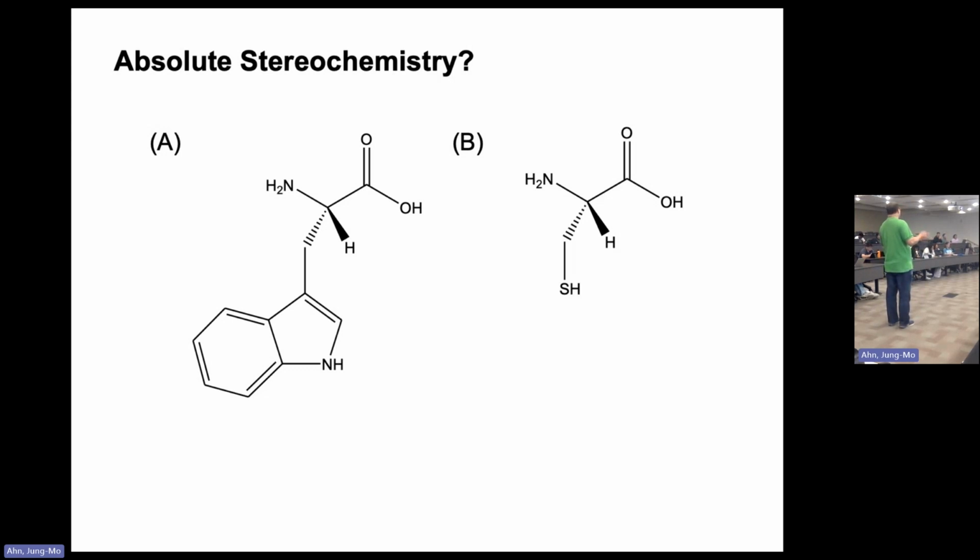And then assign the absolute configuration. We're going to do the same thing. What's directly attached to the center? Nitrogen, carbon, carbon, hydrogen. So you can easily imagine that nitrogen gets the highest priority because it's nitrogen. Carbon, carbon. That looks huge. Should that get the second priority? It has nothing to do with the size, right? You're going to see what's attached to that.